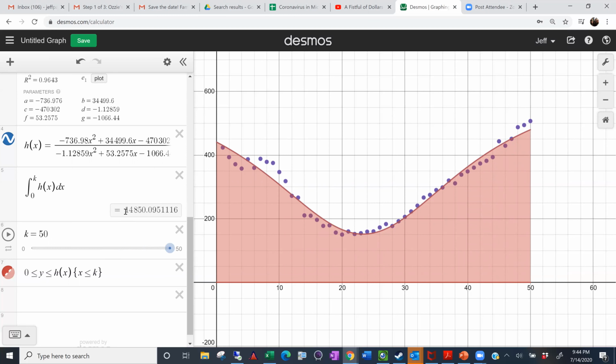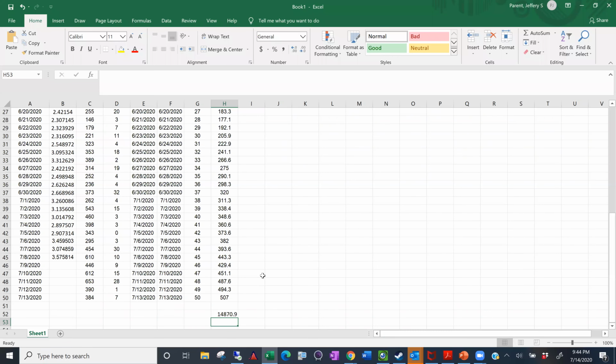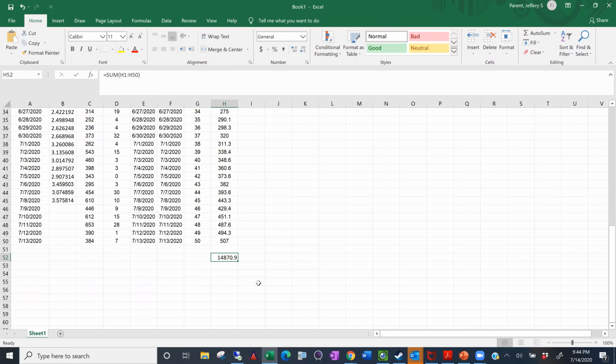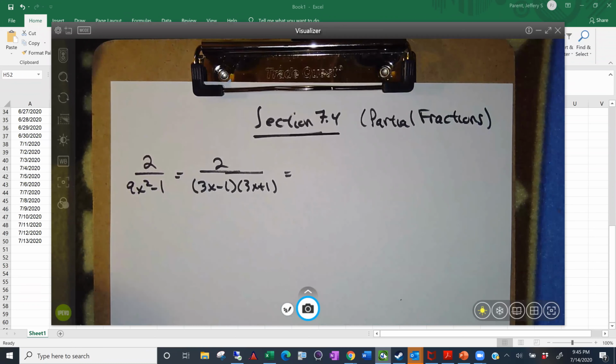Now the total I'm getting from this real quick analysis with my rational function is about 14,850 cases during this 50-day period. If you actually look at the data, I got the data here in this Excel spreadsheet. Let's see what the total is. Oh, not bad. Only off by about 20. So pretty cool. So what we're going to do in this section is try and focus on integrating stuff like this. But the first thing that you need to know is how to decompose stuff like this.